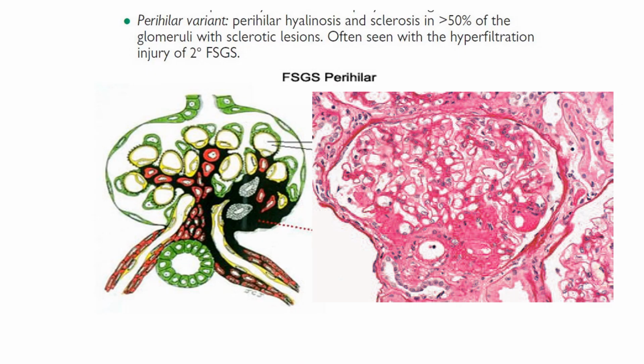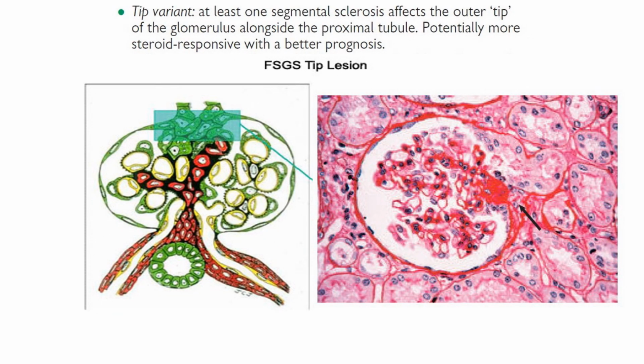The first type of FSGS is the perihilar. You will find the sclerotic lesion around the hilum, around the entry of the afferent arteriole and the exit of the efferent arteriole. This is called perihilar, and usually this points to secondary focal segmental glomerulosclerosis. So when you find perihilar FSGS in your pathology report, you have to make an effort to find a secondary cause in this case.